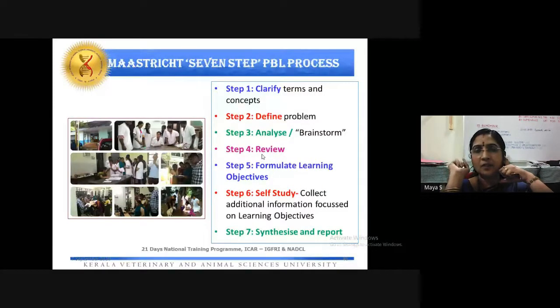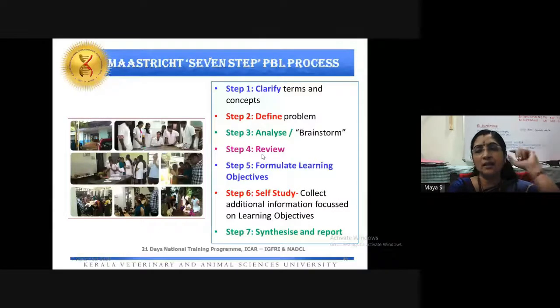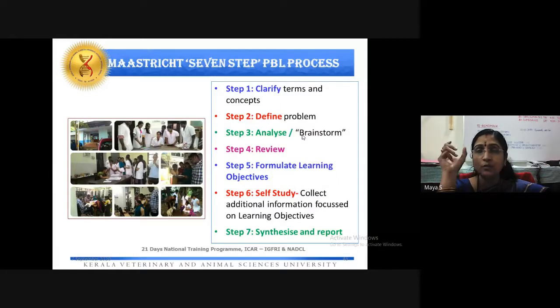Second step will be to define the problem. So what can be the possibilities which the teacher meant when he or she gave this problem to us? So purely that question will be related with a particular subject in which the student has been given a problem. Okay. Then third one is to analyze. That is, students are grouped into 5 or 10 students group.